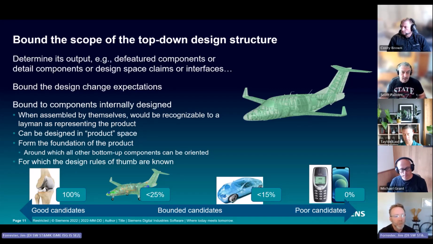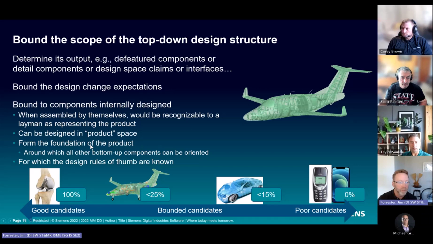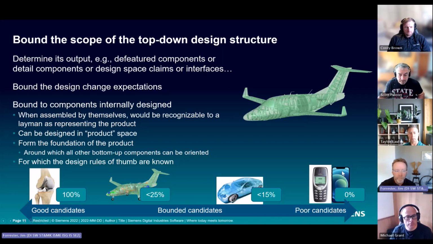And bound to components internally designed, in my experience, that also, when assembled by themselves, would be recognizable to a layman as representing the product. They can be designed in product space, form the foundation of the product, and around them all other bottom-up components can be oriented, and for them the design rules of thumb are known. From a percentage BOM point of view, for this replacement knee, 100% of the components can be designed in that top-down structure. Every single part is going to be designed here.